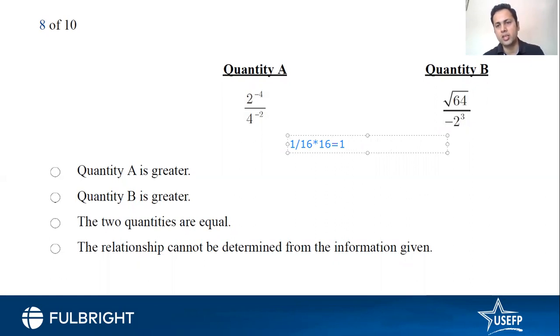The right hand side says take the positive square root of 64. If there is no negative sign next to the square root, you would not take the negative root of it. So the square root of 64 is plus 8. So plus 8 minus 2 raised to the power 3. Minus 2 raised to the power 3 is minus 8. So this right hand side is equal to minus 1. So quantity A is bigger.